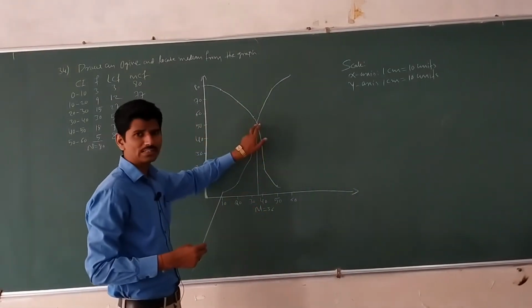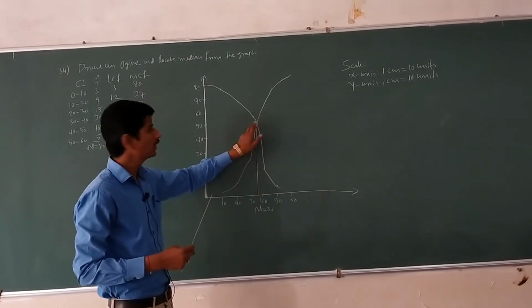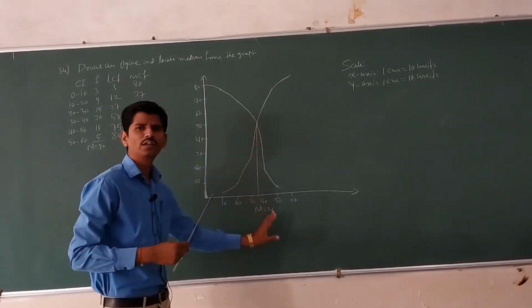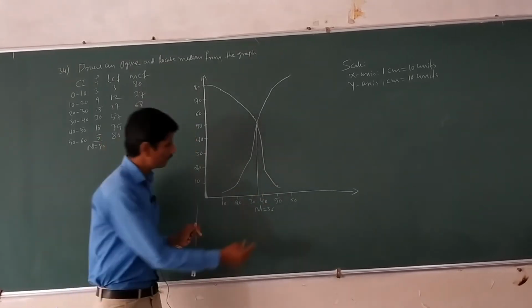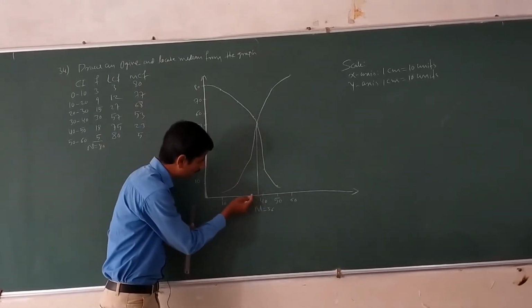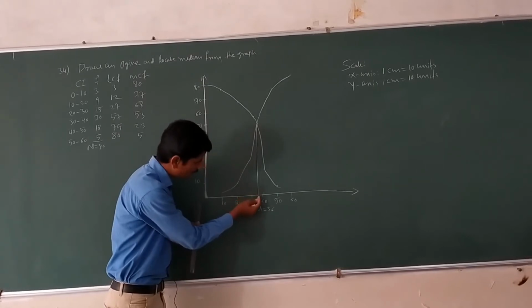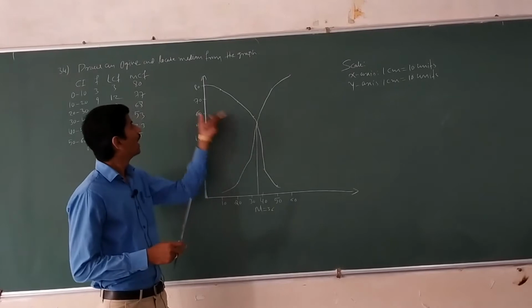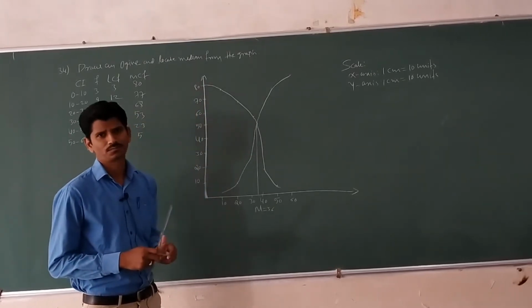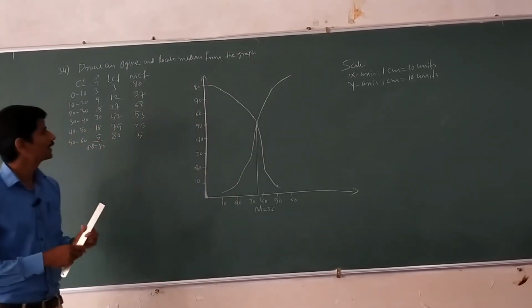From the point of intersection of these two Ogives, draw a line perpendicular to the x-axis. The point on the x-axis gives the median value. Here the median lies between 30 and 40, the middle is 35, the next one 36. Then we get M equal to 36. Okay, it is the median. It is an Ogive with respect to the median.